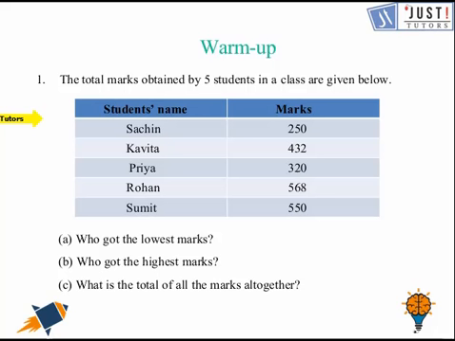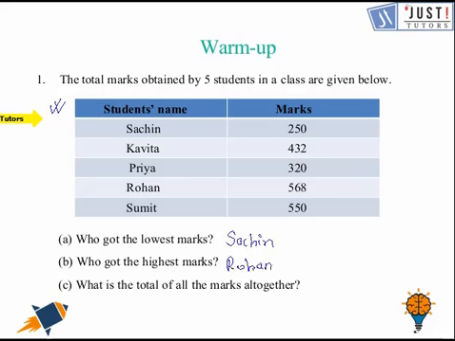Question number 1 says the total marks obtained by 5 students in a class are given below. This is the table that represents the data, and we need to answer who got the lowest marks. By looking at the table we can say that Sachin has secured the lowest marks here, and for the B part we need to answer who has got the highest marks, and that is Rohan. So the answer for this is going to be Rohan.